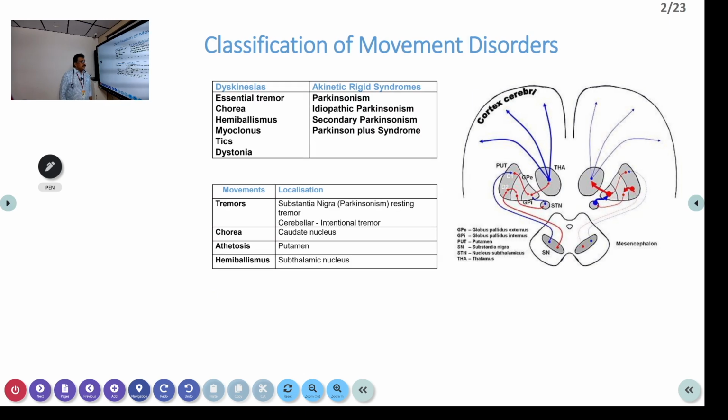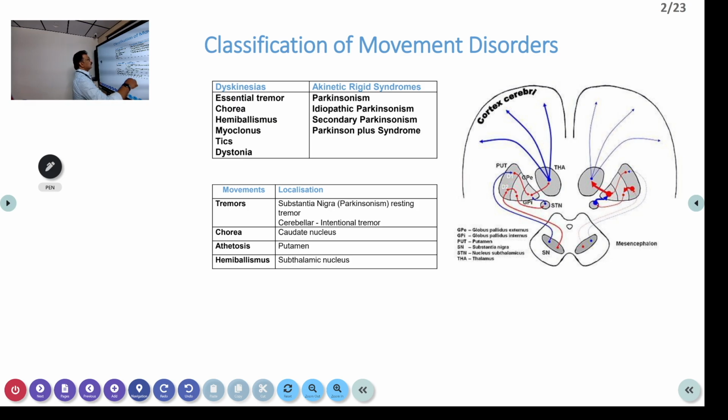Now, if we see the classification of movement disorders, or sometimes we call it dyskinesia, akinetic rigid syndrome. Dyskinesia means movement disorder as such. Akinetic rigid syndrome means rigidity is there, movements are completely reduced. We are going to discuss akinetic rigid syndrome, in that Parkinsonism.